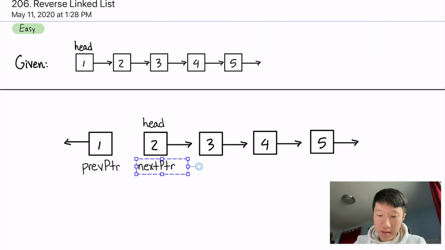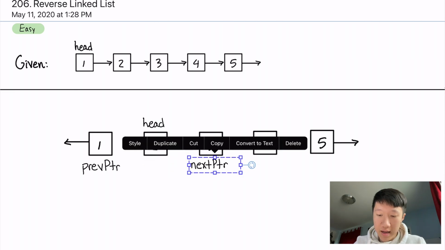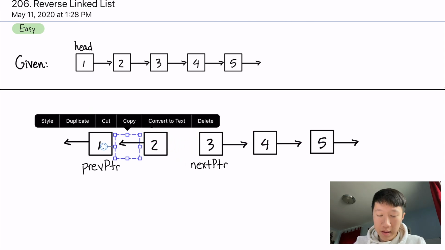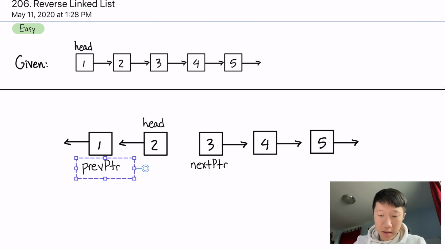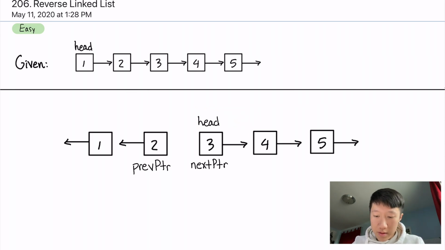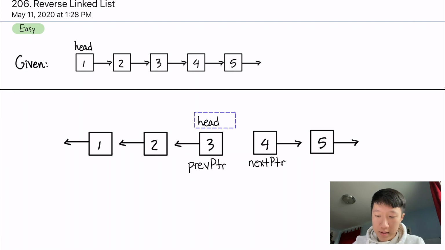Next pointer is equal to the one after head, or head.next. Head.next is equal to previous. Previous is equal to head, and head is equal to next pointer. And we just keep doing this until we get to the end. Next pointer is equal to head.next. Head.next is equal to previous. Previous is equal to head. Head is equal to next.